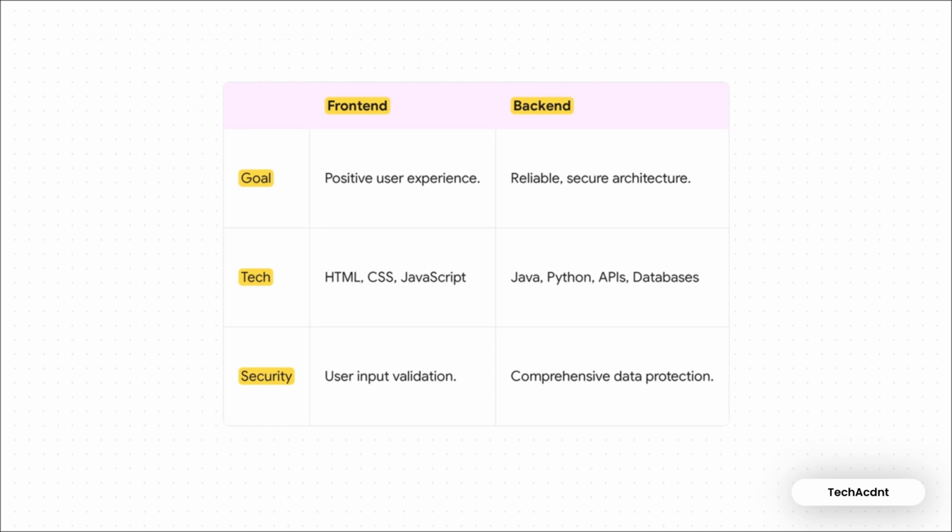And if you look a little closer, you can see their goals and even the tools they use are totally different. The front end is all about the user experience, using things like HTML, CSS, and JavaScript to make everything look great and feel responsive. The back end, on the other hand, is all about building a reliable and secure architecture that does all the heavy lifting, using powerful languages like Python or Java.